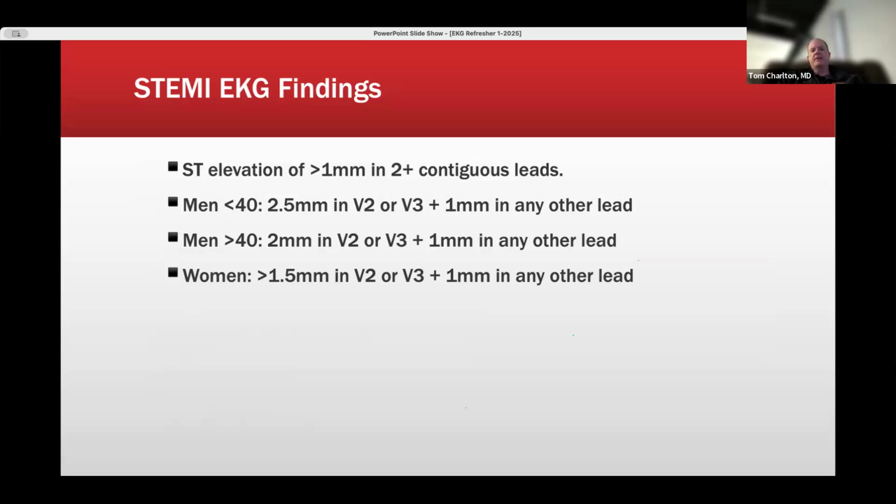If you have suspicion that you have a STEMI, it is far safer for the patient if you activate the cath lab and get it wrong, okay? Because if you don't activate the cath lab and they're actually having a STEMI, you've just worsened their outcome. So super important that we get the cath lab activated early.